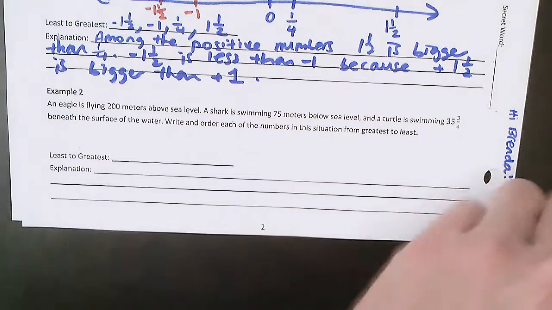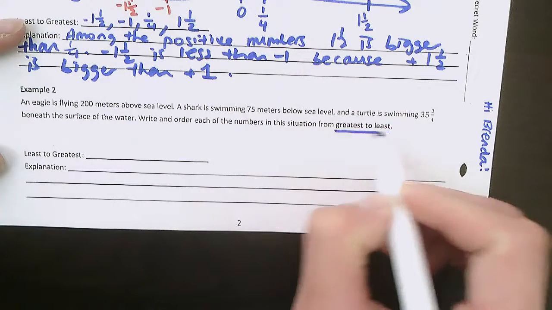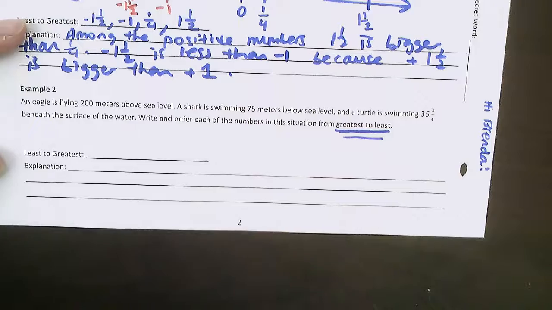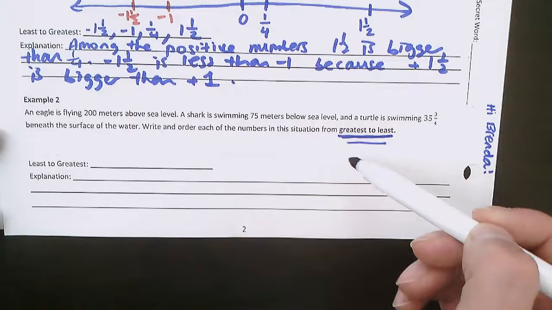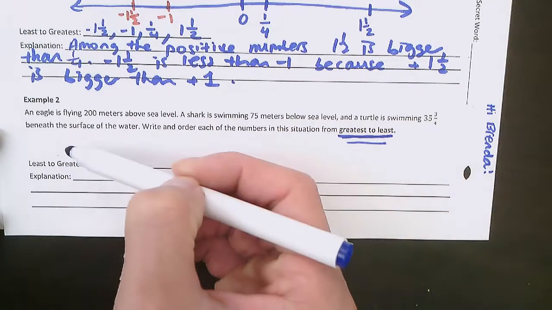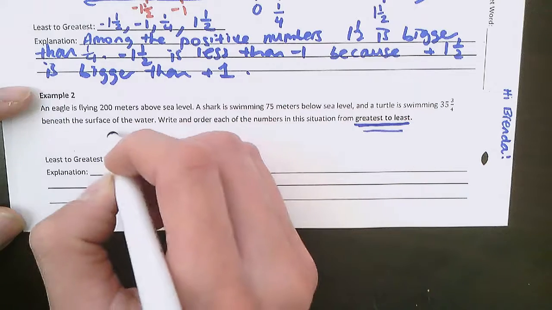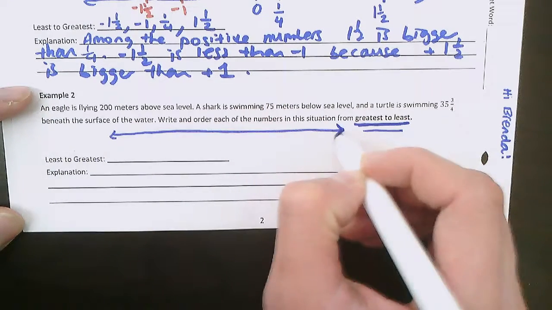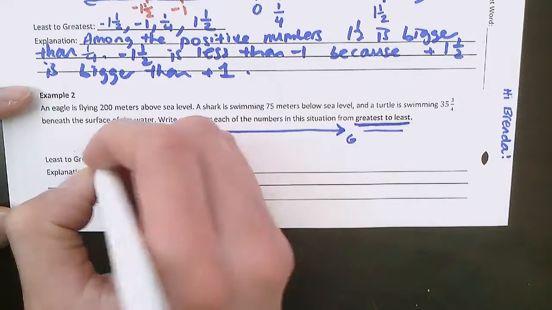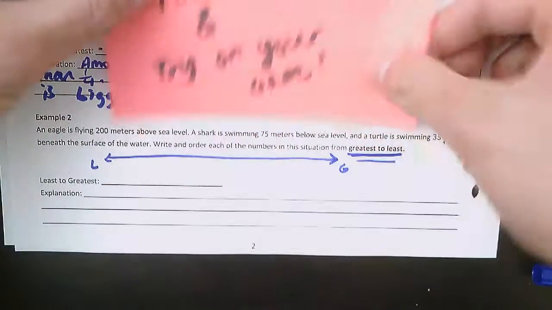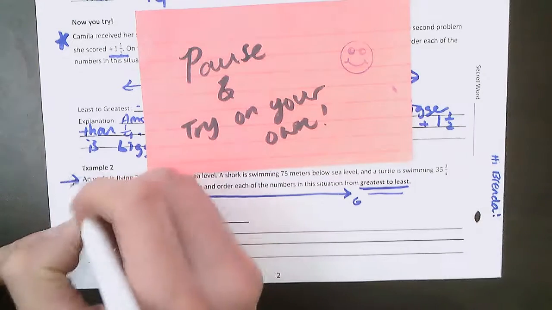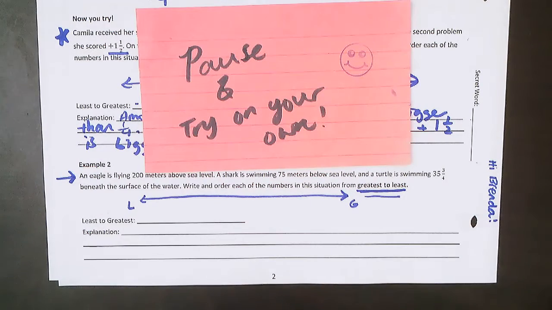You are going to do this on your own, and it's a similar process, but I want you to notice that this time it's asking you to write it from greatest to least. Not least to greatest, greatest to least. So you're going to start on the right side and list the numbers going left. You can start by drawing your number line. Remember, G on the right side for greatest, L on the left side for least. Time to see what you can do on your own now. Challenge yourself, pause, and try this problem down here on your own. Go.